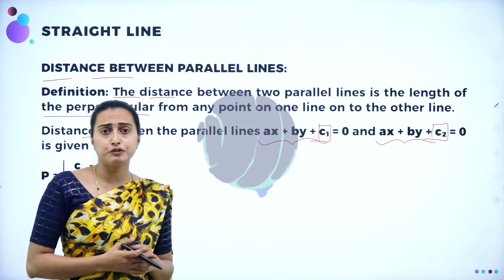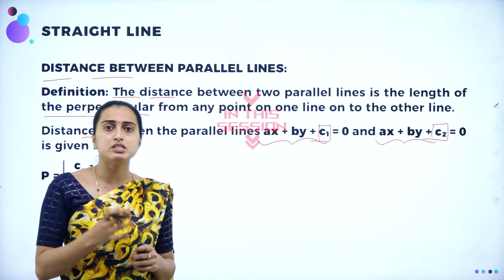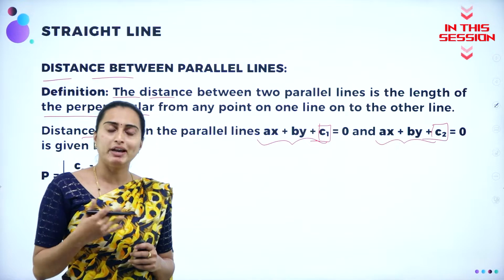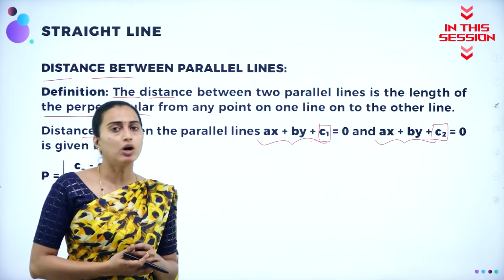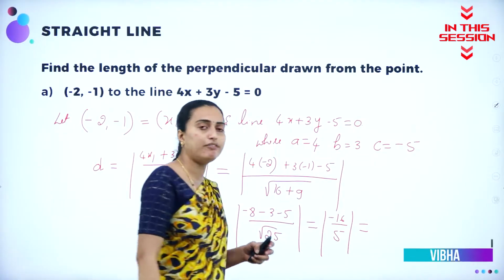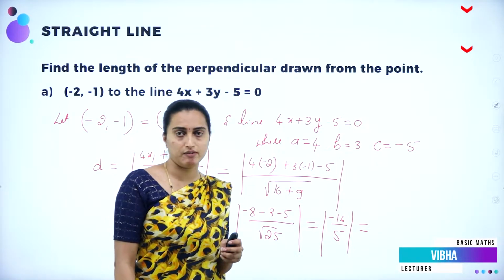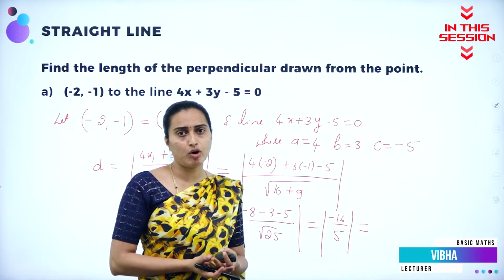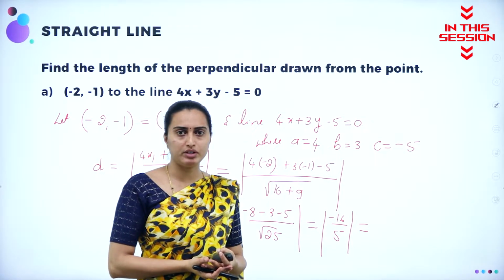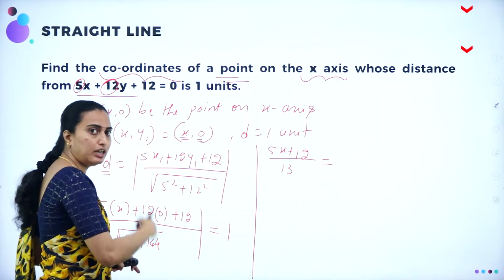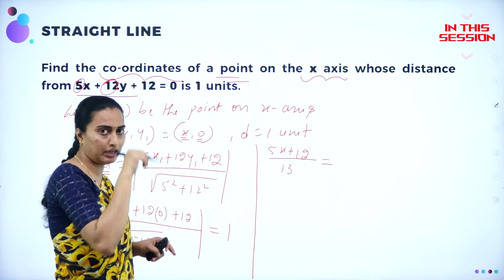If the coefficients of x and y are not equal, you have to make them equal by dividing or multiplying through a constant. The negative sign inside the modulus symbol will become positive, because I have taken a modulus here, and distance cannot be negative. By removing the modulus symbol, the right hand side will get a plus or minus symbol.